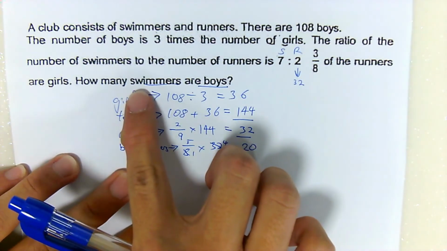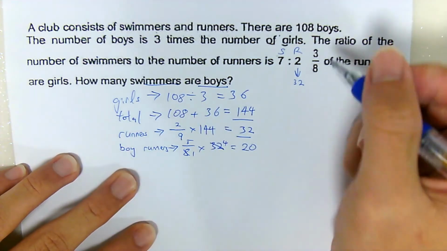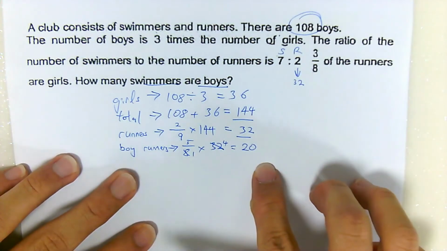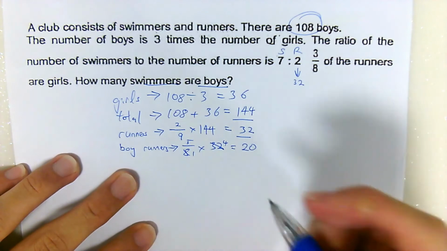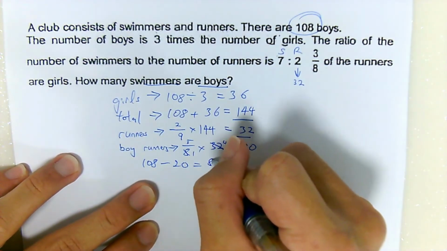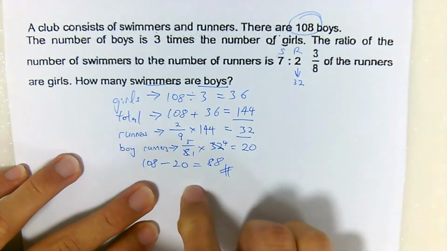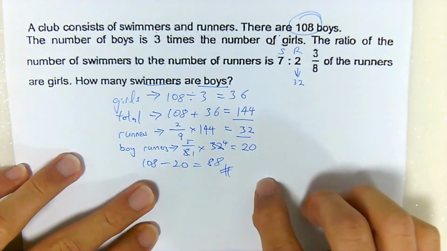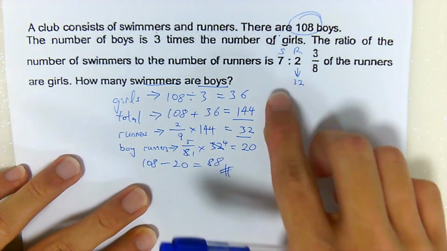So how many swimmers are boys? I take the total number of boys minus the boy runners. So it will be 108 minus 20, and that will give me 88. So there are 88 swimmers who are boys. Okay, so do it like that.